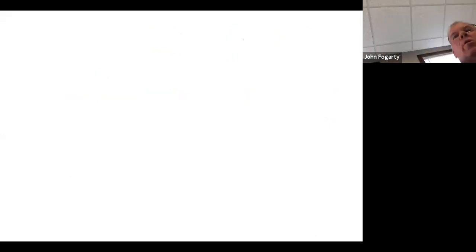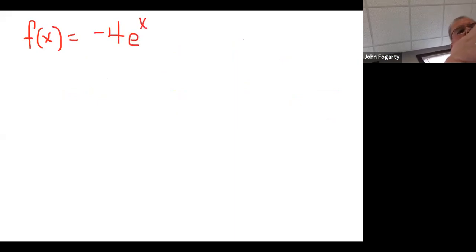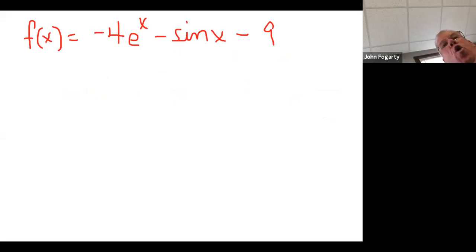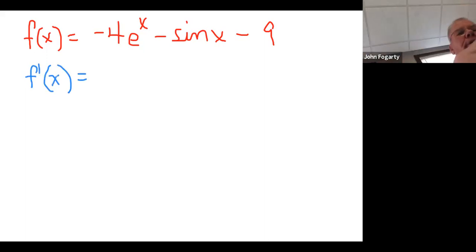Let's do something. So if I give you this, f of x equals negative 4 e to the x minus the sine of x minus 9. Well, what we're going to do is take all those rules we've learned, power, constant multiplier, sum and difference, trig, natural log and base e, and we're just going to use them and find each. So if I said to you, f prime of x, well, this is easy.